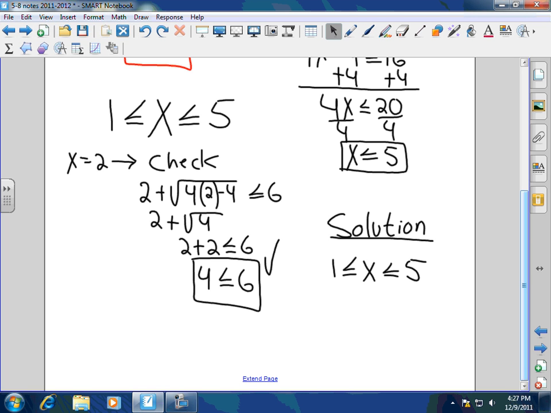We could put that on a nice little graph. Here's my 0, here's my 1, here's my 5, closed circle, closed circle. Less than 5, but greater than 1 is in this little interval right here. And that is how you solve radical equations and inequalities.